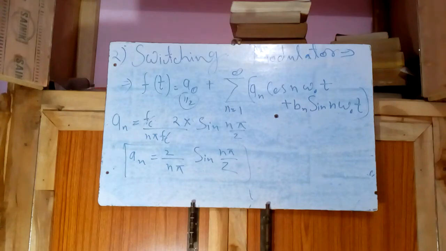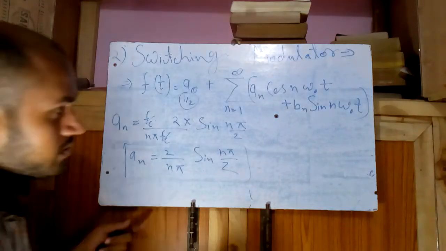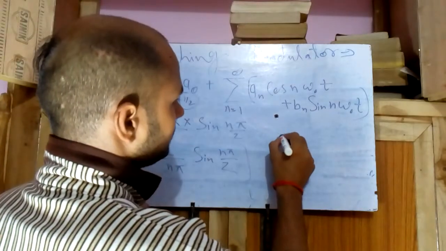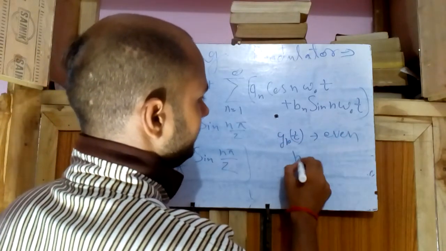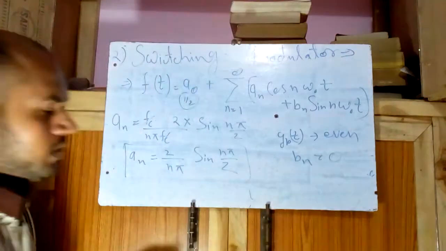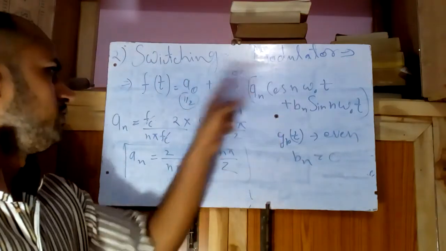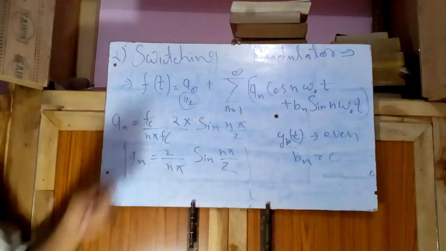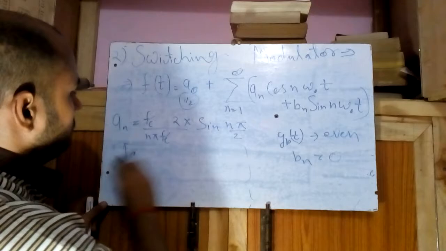The gate pulse signal, that is our ft, is an even signal. Because GPT is even, bn is equal to 0. For an even signal, bn will be 0. Here bn is 0. We have found these two terms. Now put it here, 2 by n pi sin n pi by 2.